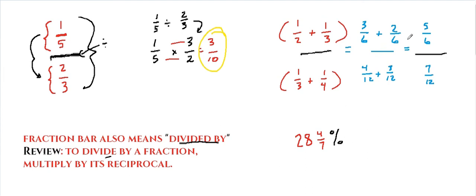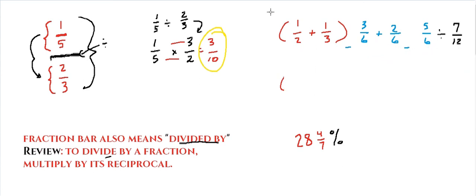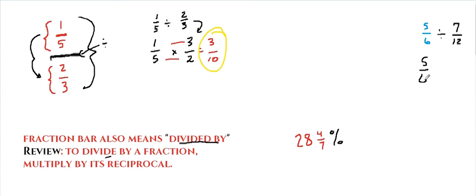Again, I can use the color. You might want to use just a longer, thicker fraction bar. Now to divide, this is really just saying 5/6 divided by 7/12. That's really what this means. I'm going to get rid of everything else to focus us here. Now, how do I accomplish that? Remember the review: to divide by a fraction, we multiply by its reciprocal.